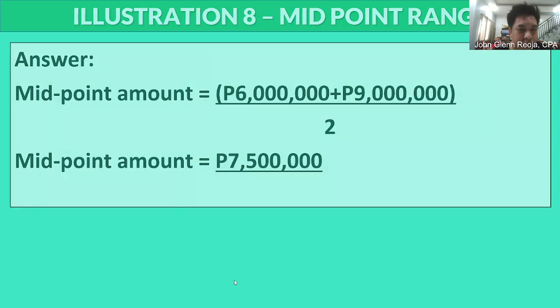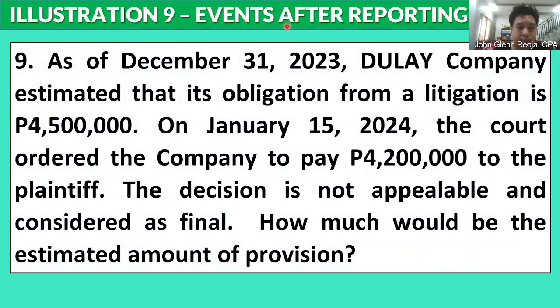Next, for illustration number 9, this is the events after the reporting period. As of December 31, 2023, Dulay Company estimated that its obligation from litigation is 4.5. But on January 15, 2024, the court ordered the company to pay 4.2 million to the plaintiff, and the decision is not appealable. When we say not appealable, it is already considered final and executory and demandable. So hindi na pwede mag-appeal ang defendant sa obligation.